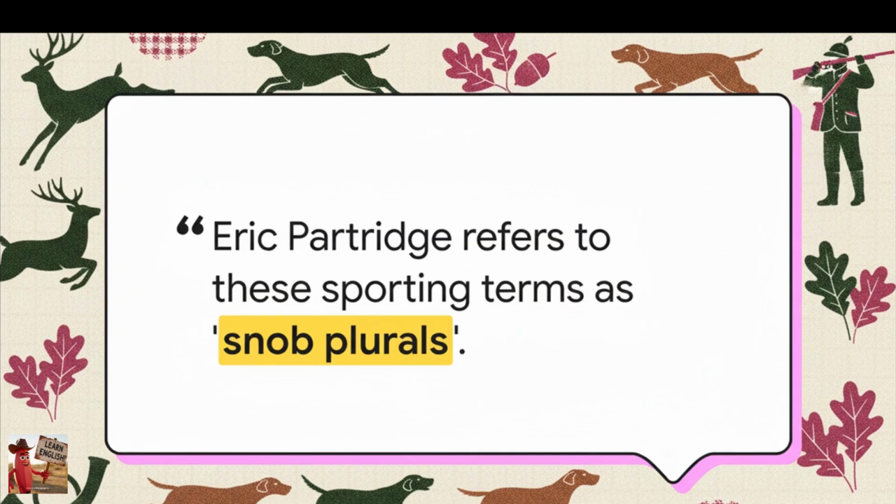Well, here's a really cool theory from a linguist named Eric Partridge. He called them, get this, snob plurals. His idea was that this was kind of like special slang for the upper-class hunting crowd. So next time you say, "I saw 3 deer," just know you might be accidentally channeling the ghost of some old-timey aristocrat.